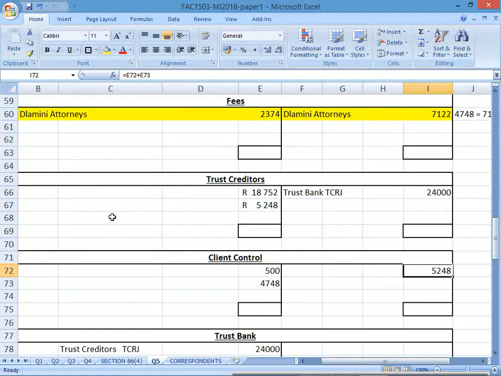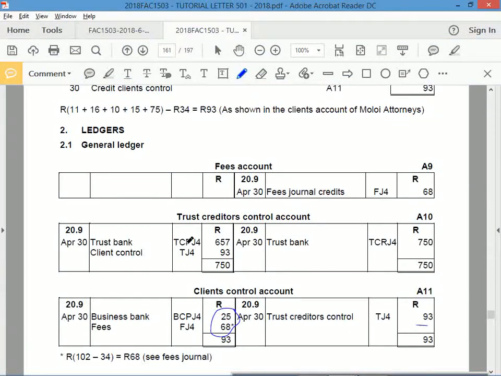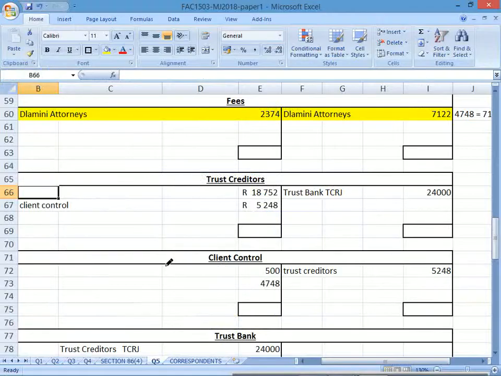Okay, and that would have been the same as that. There's the trust creditors. Okay, client control. This was the trust creditors. This I think was bank, if I'm not mistaken. Let's just go check. Yeah, trust bank accounts.